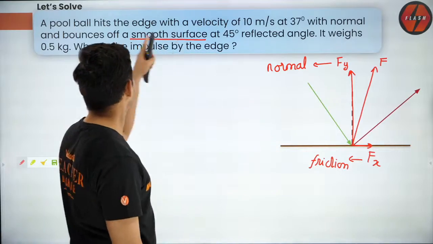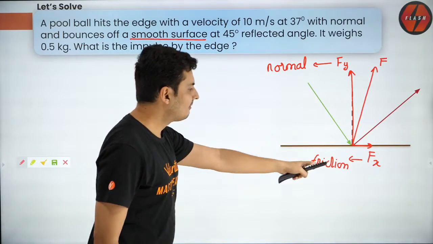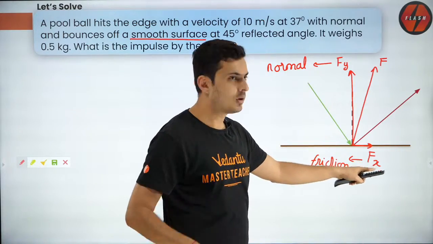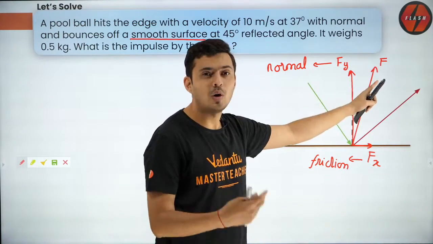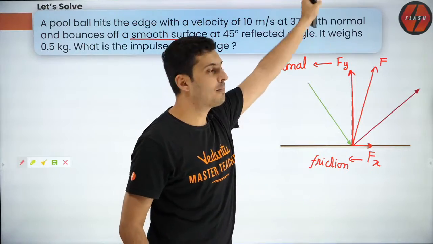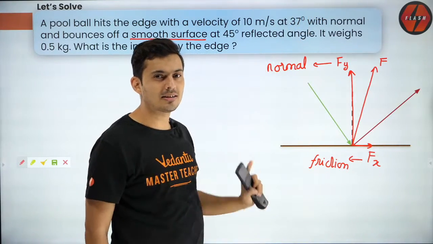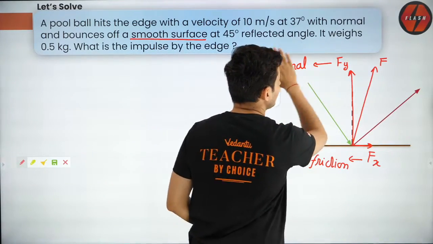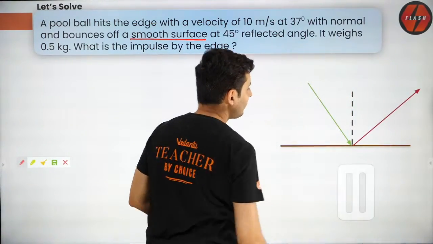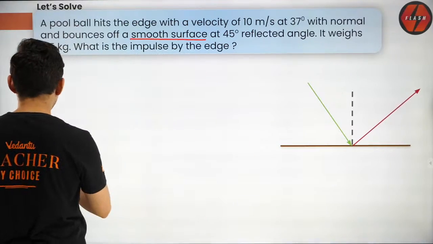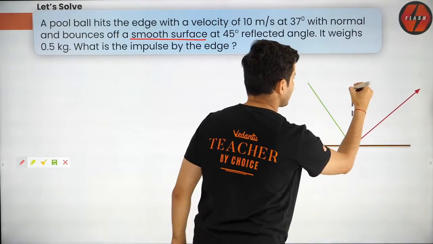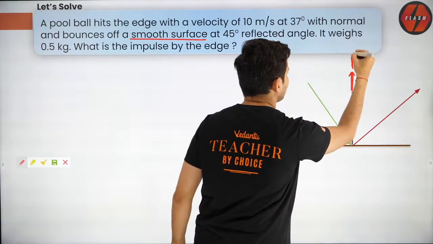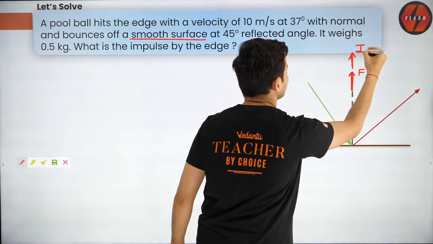So think about it. If the surface is smooth, will there be any friction? Obviously no. Will there be any Fx? Obviously no. So will the net force be at an angle? Obviously no. So where will the net force be? Perpendicular. I hope this logic is clear. Alright, so the net force is going to be only in this direction. So now that means, think about it, if the force is going to be in this direction, obviously even the impulse is also going to be only in this direction.